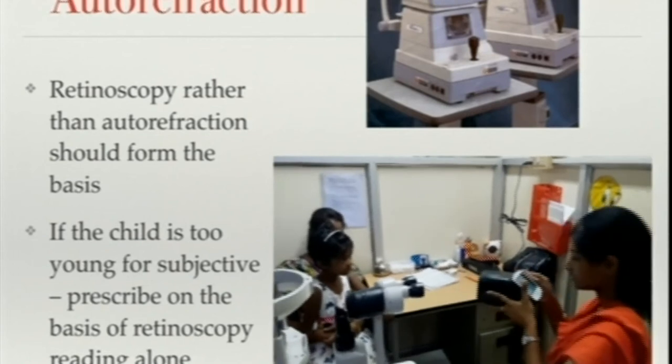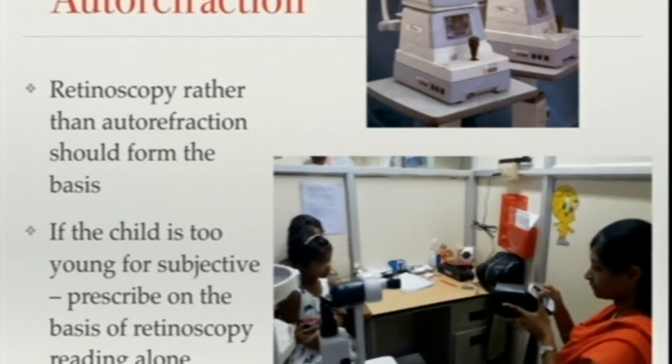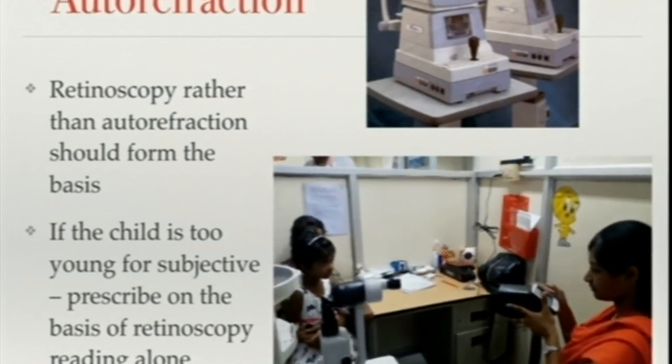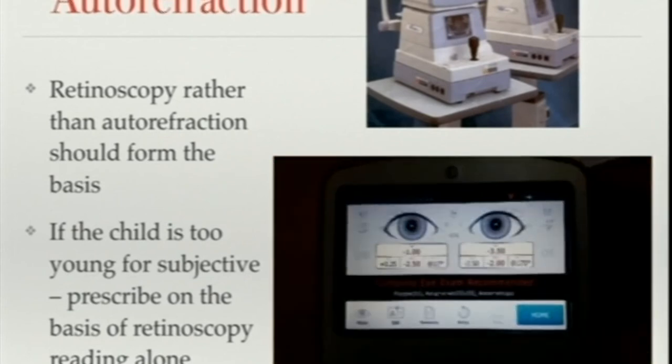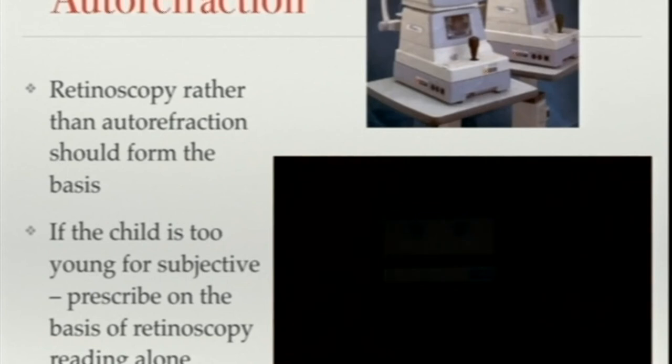Coming to auto-refraction. Auto-refraction is basically used as a screening tool in children. We never prescribe based on the auto-refraction. The auto-refraction can be like this, or you can use a portable auto-refraction. We usually use this for school screening purposes, just for screening, and we can never prescribe based on this because it gives a lot of false myopic readings and pseudomyopia even after cycloplegia.